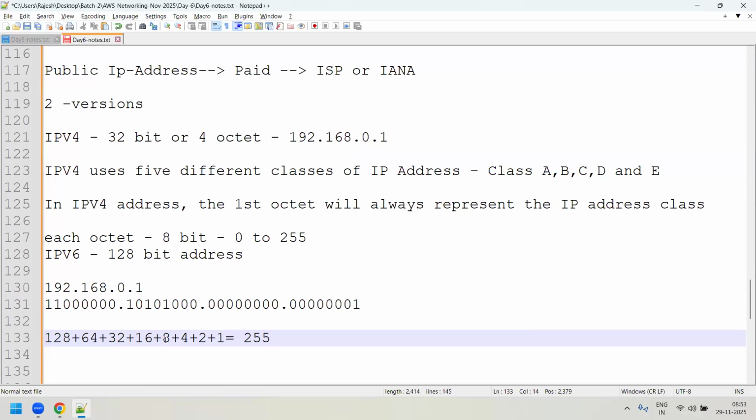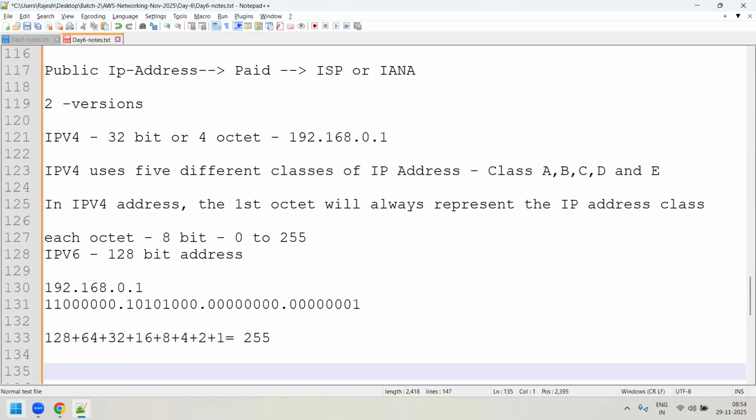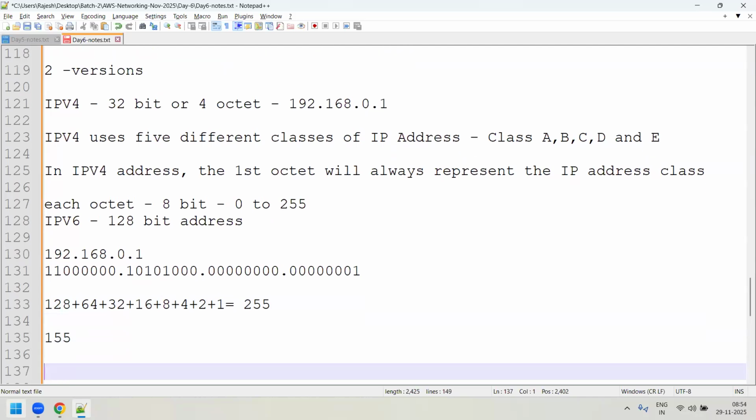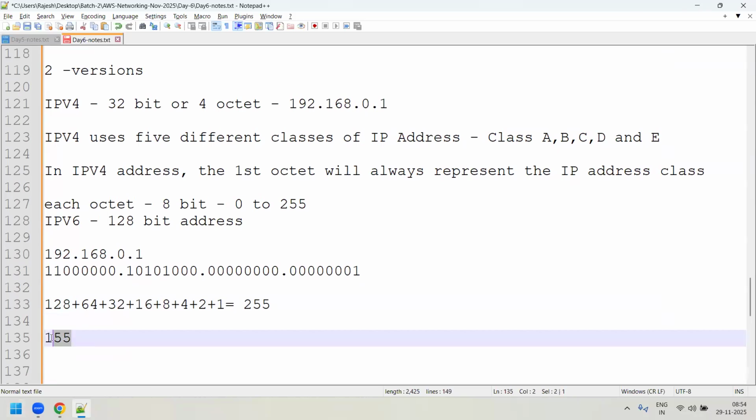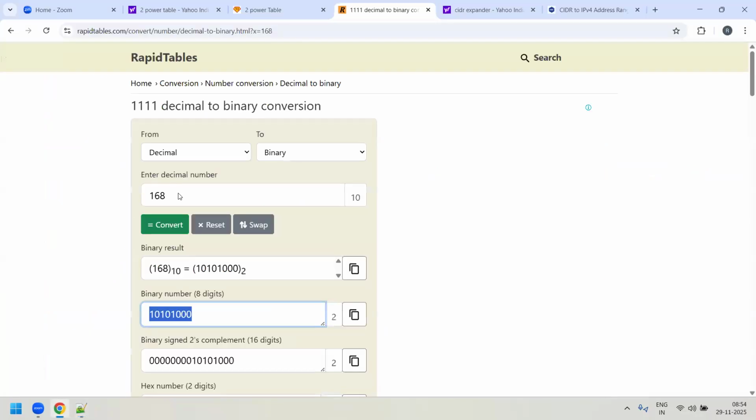Now, for example, suppose I want to calculate the binary of the 255 value. Oh, sorry, the 155 value. How do you calculate it for 155? Suppose you're considering 155 and you say, Raj, I want to convert it into binary. What you can do is go directly here and paste it like this.